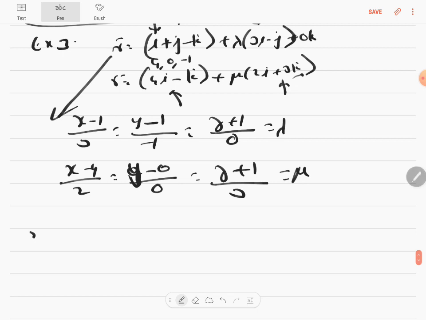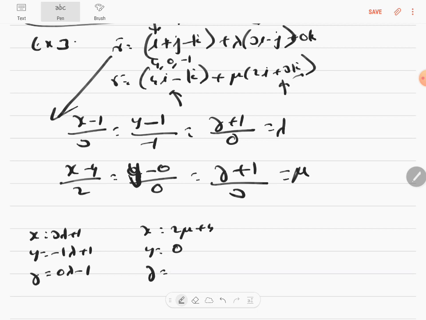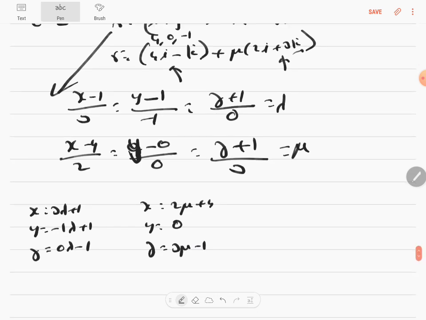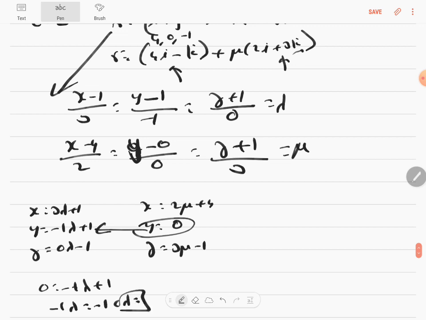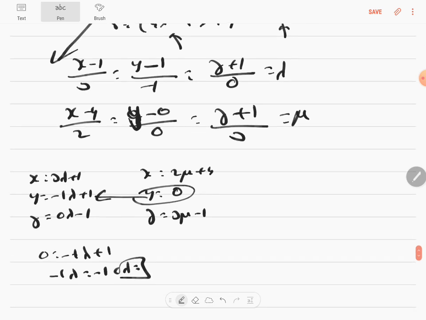From the first equation, x is equal to 3 lambda plus 1, y is equal to minus 1 lambda plus 1, z is equal to 0 lambda minus 1. Second equation, x is equal to 2 mu plus 4, y is equal to 0, z is equal to 3 mu minus 1. Since y itself is 0, substitute directly here. 0 is equal to minus 1 lambda plus 1. So minus 1 lambda is equal to minus 1 and lambda is equal to 1.